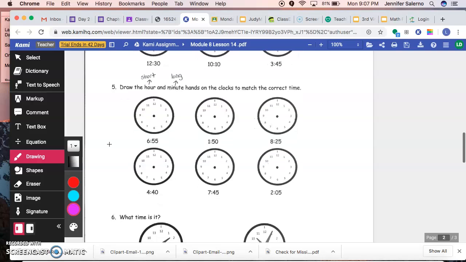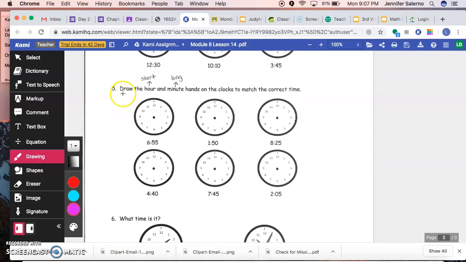All right, so number 5, we now have to draw both. So they're giving us the time, and we have to draw both the hour and the minute to match the time, okay? So if you wanted to do this too, to make it even easier, you can do it in 2 different colors, and I'll model that for you in a second. Sometimes that helps when you're doing your hour and your minute hand, okay? So the time they're telling us is 6:55.